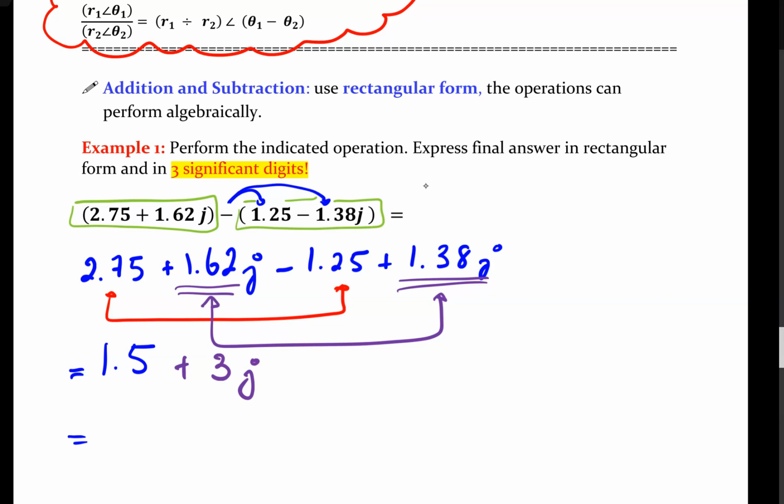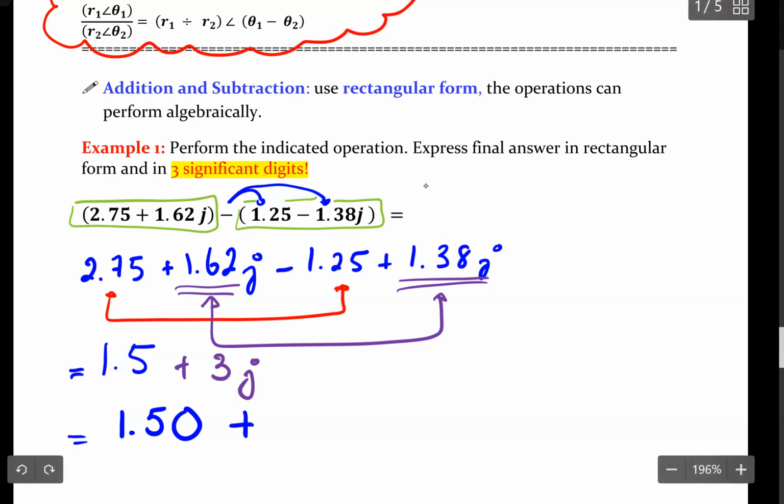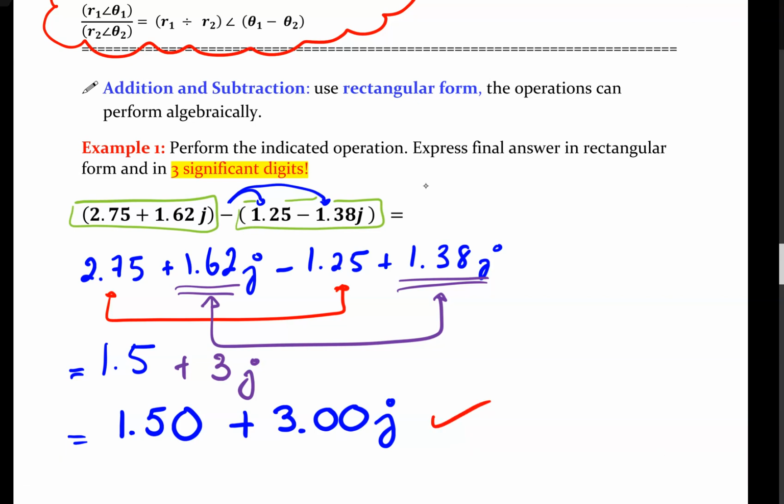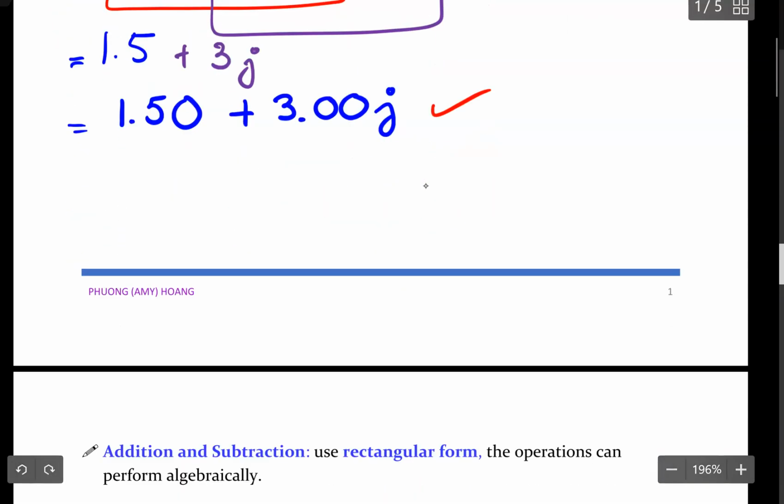Alright, so 1.5 doesn't have 3 significant digits yet. It only has 2 significant digits. So to present this as 3 significant digits, I must write 1.50. And for the 3, it's only 1 significant digit, but I need to write 3 significant digits, so I need to write 3.00j. And the question asked me to express the final answer in rectangular form, so I am good. Let's move on to the next example.